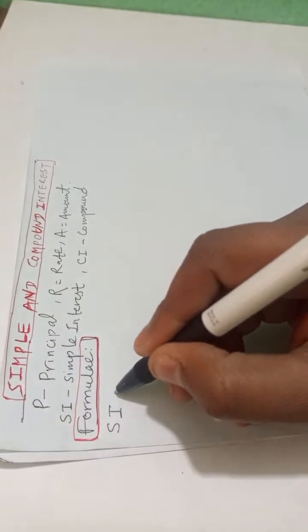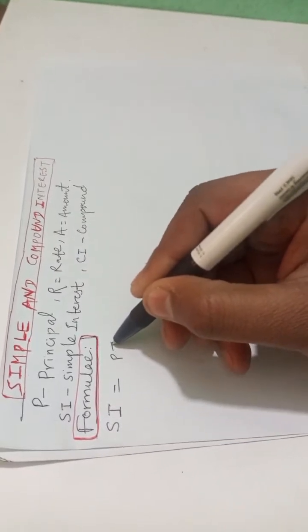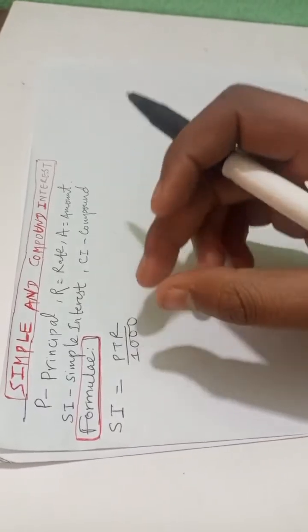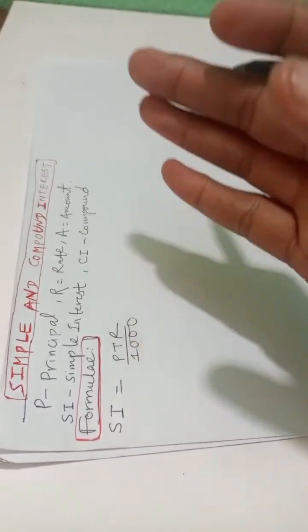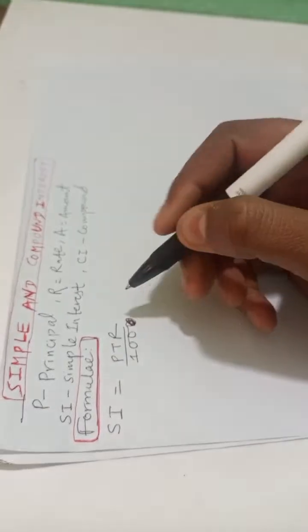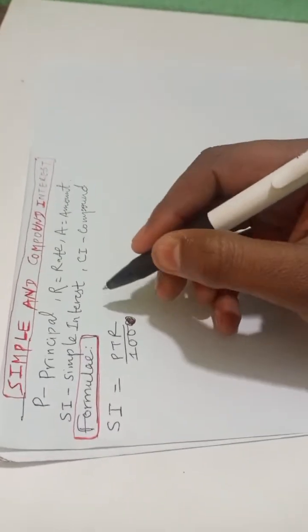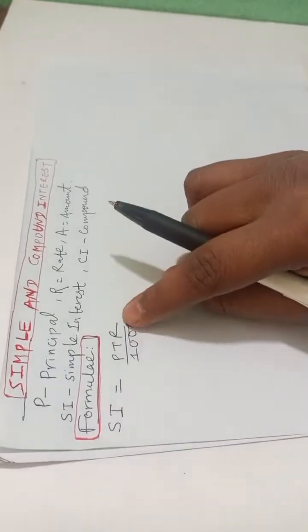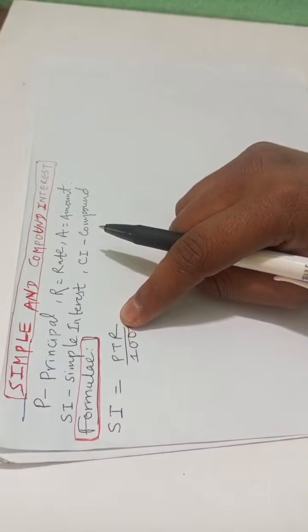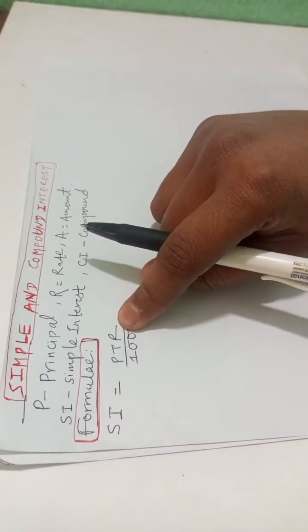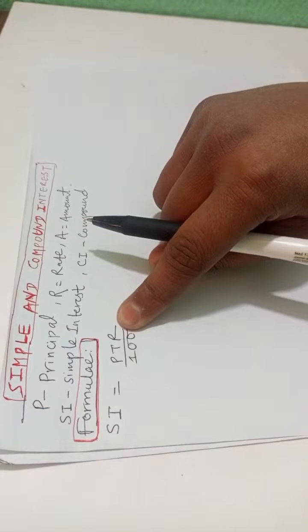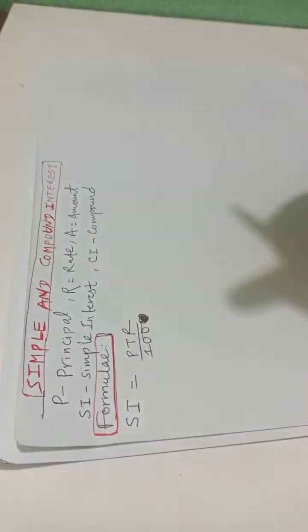Suppose the simple interest formula is PTR divided by 100. What is the formula of simple interest? PTR divided by 100 is the formula of simple interest.